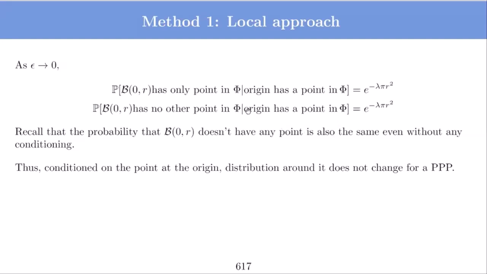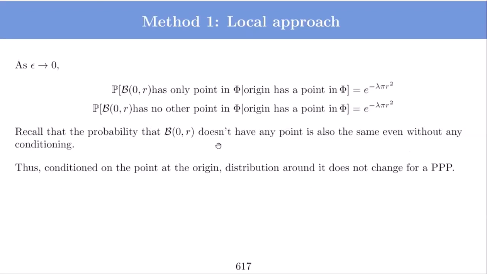And we see that even if you don't condition and just ask probability that ball 0 comma r has no point, that is also equal to the same, right? So this is just reassurance of Slivnyak's theorem, that conditioning on a point, and then you look at the neighborhood without that point, that probability will not change. It will be just the same as the unconditional probability of the same event. So the probability that the ball 0 comma r doesn't have any point is also equal to the same as probability that ball 0 comma r has no other point, conditioned that there is a point at the origin.